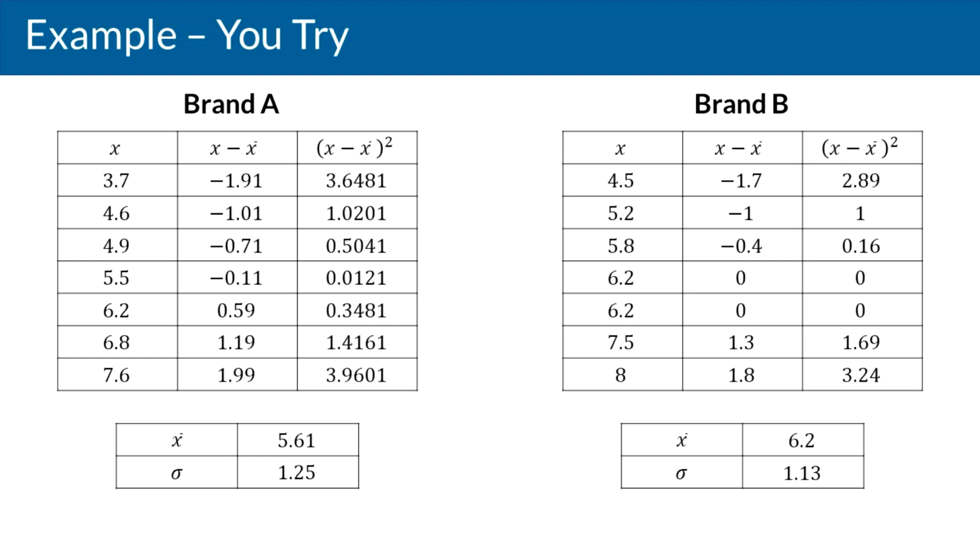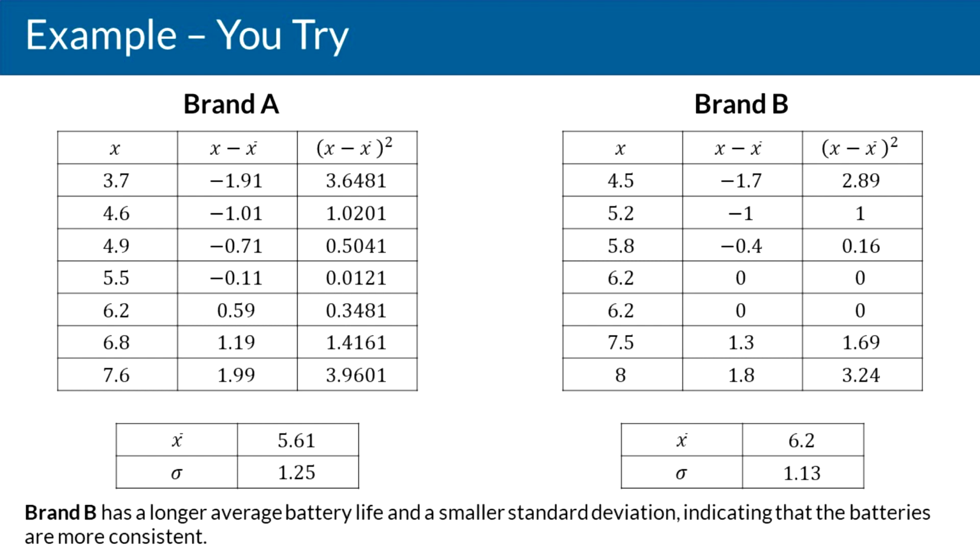Calculating these measures is very helpful, but now we want to formulate a conclusion based on the evidence that we've found here. Looking at these values, we can determine that brand B has a longer average battery life of 6.2 hours versus 5.61, and the standard deviation is smaller, indicating that these batteries are more consistent in their lifespan. As a customer purchasing batteries, these would be characteristics that are ideal if you're looking to purchase the best battery possible. You want batteries that will last a long time, and you want to know that the batteries will be consistently lasting a long time.